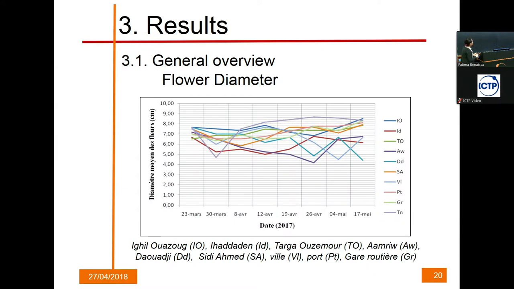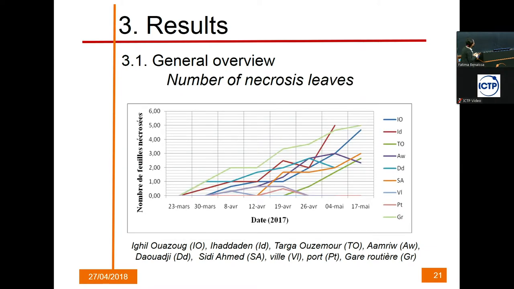But for the diameter of flowers, we see there is stability of increasing in values. The number of necrosis leaves is different between stations. We see here, for example, for the station of Lagarde, the values are less than other stations.